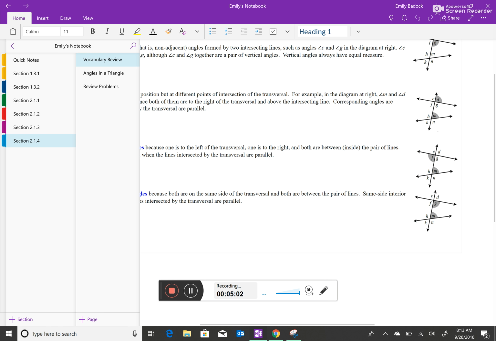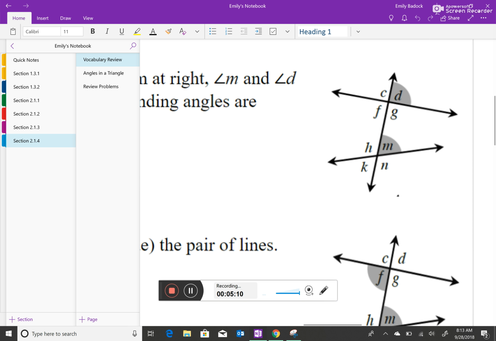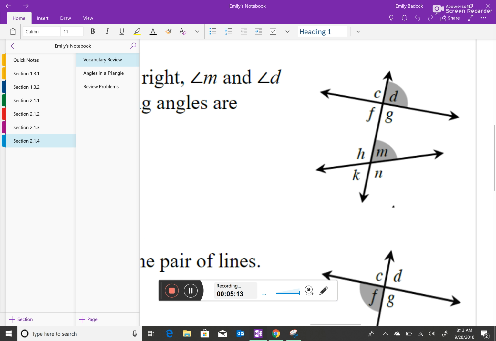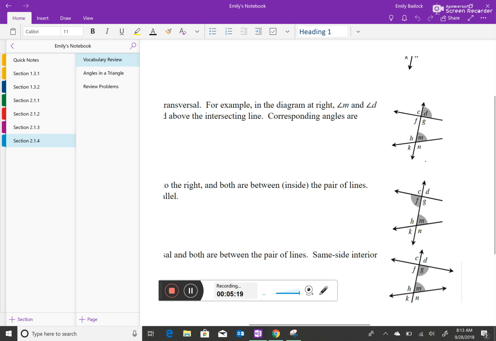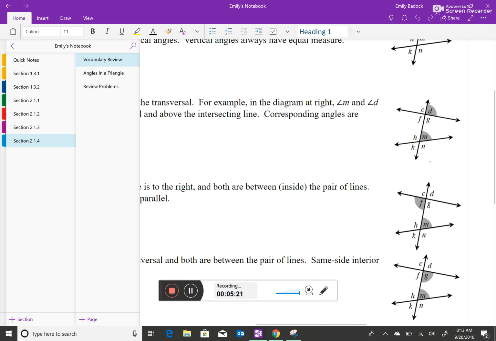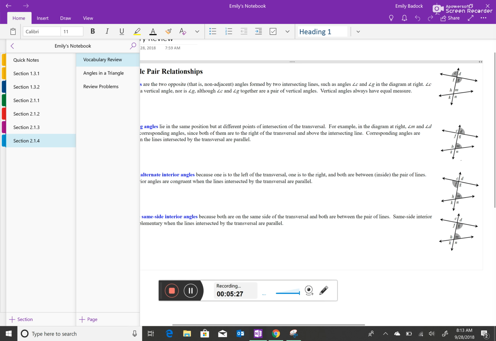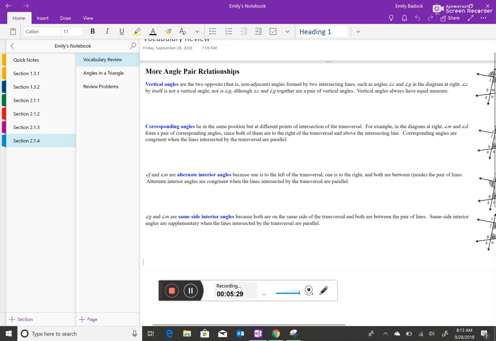So M and D are corresponding angles, because if you were to slide M on top of D, they would be the same angle only if the lines are parallel. So for this one, those are corresponding angles, but they would not be the same measure. You can obviously tell that they're not the same measure because they're not parallel lines. So this only works for parallel lines. Don't ask me why they didn't make those parallel lines in the book. I don't know. It would make more sense, but whatever. And it even says here, corresponding angles are congruent when lines intersected by the transversal are parallel.